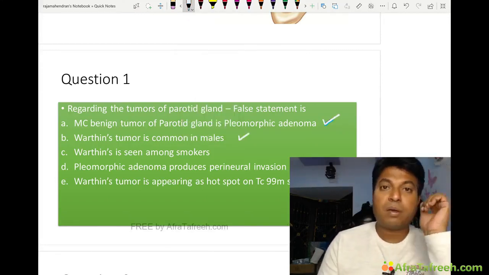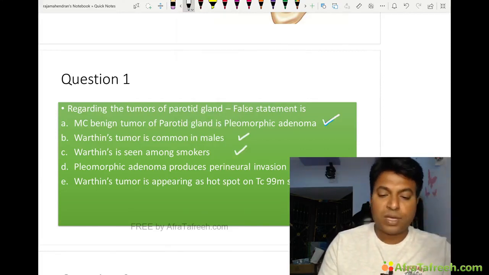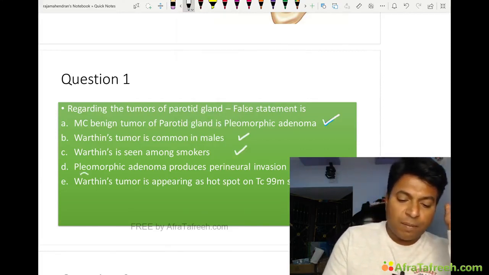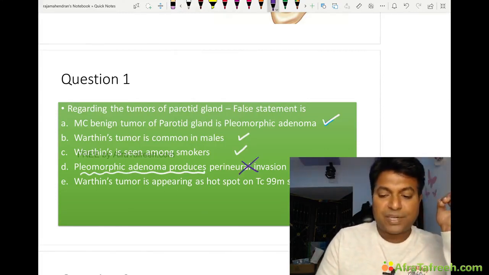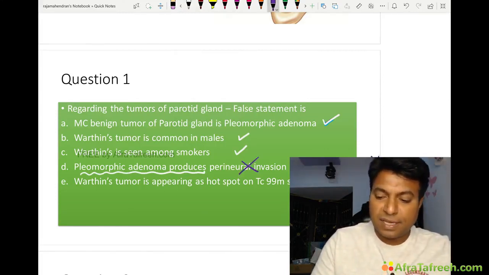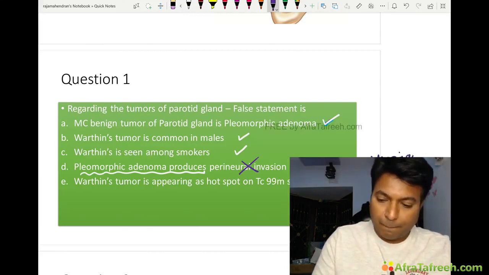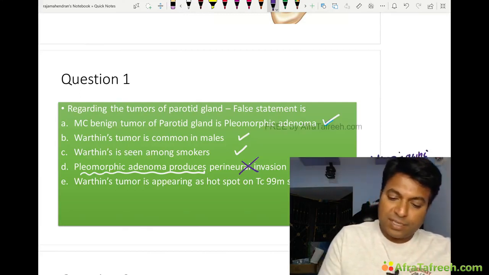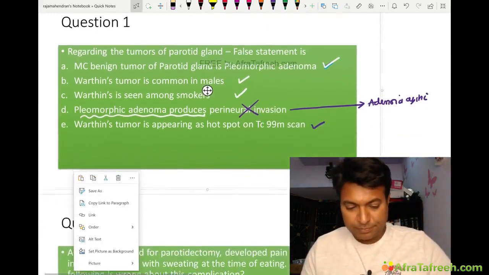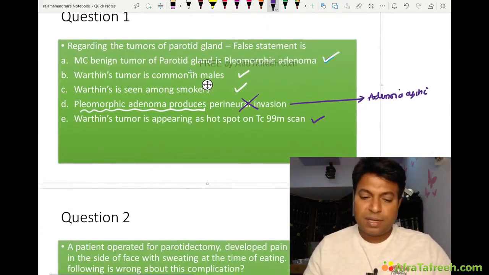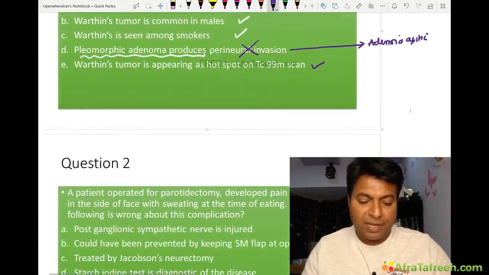Warthin's tumor is common among males, true. Warthin's is common in smokers, true. Pleomorphic adenoma produces perineural invasion is absolutely wrong. I told you it is wrong. Perineural invasion is seen with adenoid cystic cancer. Warthin's tumor appearing as a hot spot in technetium scan is correct. So these are all typical repeat questions of NEET.